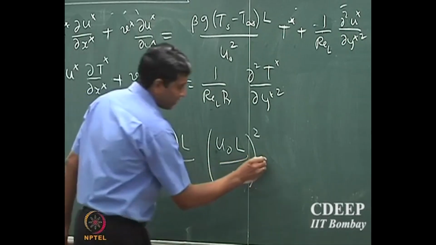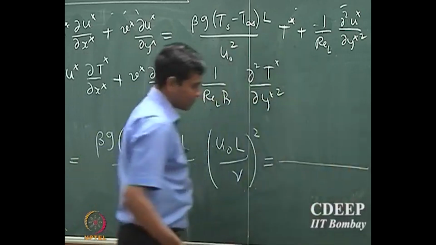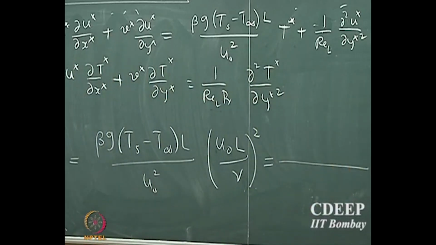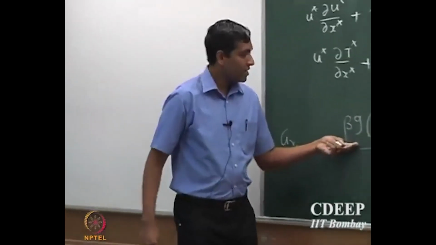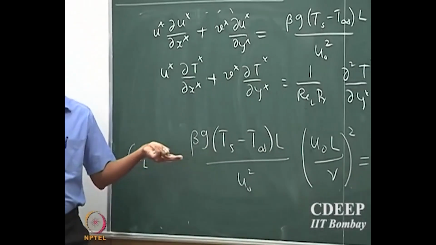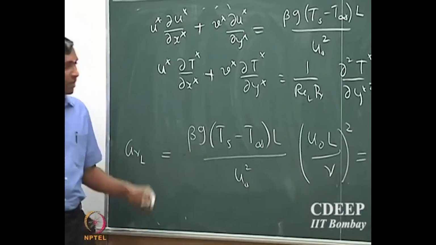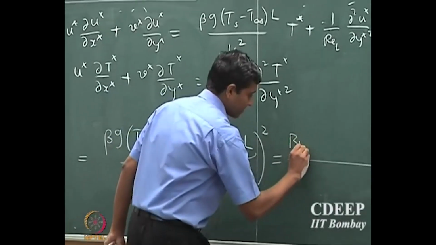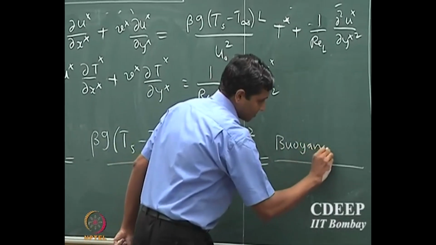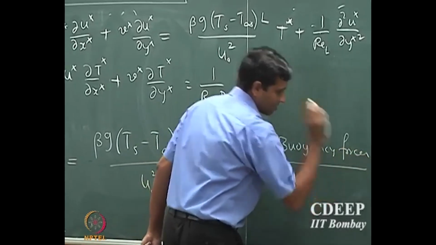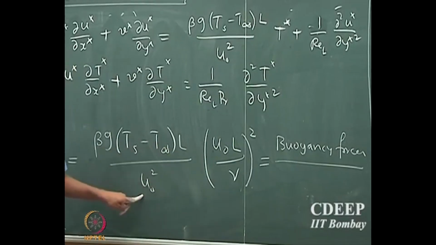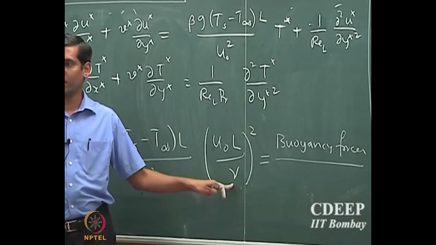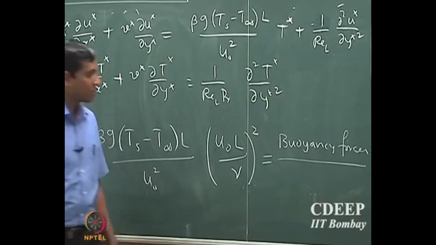So you get an expression which essentially gives you the ratio of, can anyone guess? Beta times g, what does it signify? Gravity. So it's the buoyancy forces, or the force that the fluid is experiencing because of gravity. So u naught square will cancel out. What does nu signify? Viscous forces. That's all. So it's very easy.